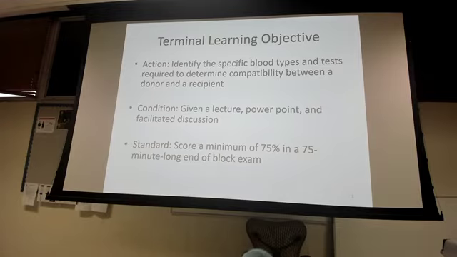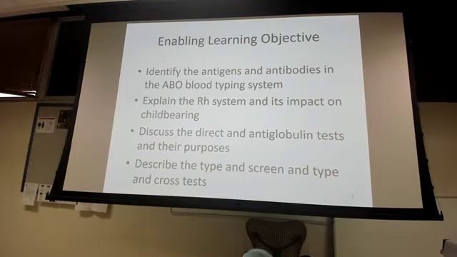All right, so TLOs, action conditions and standards, always the same. ELOs, we're going to be going over ABO blood typing. We're going to go over the RH system, how this impacts childbearing. We're going to discuss direct and indirect testing and their purposes, and typing and screening and typing and cross-testing.